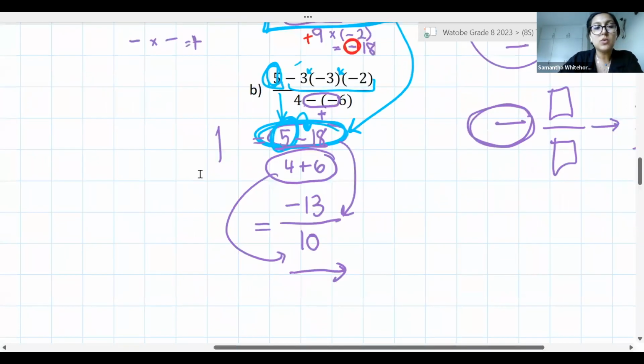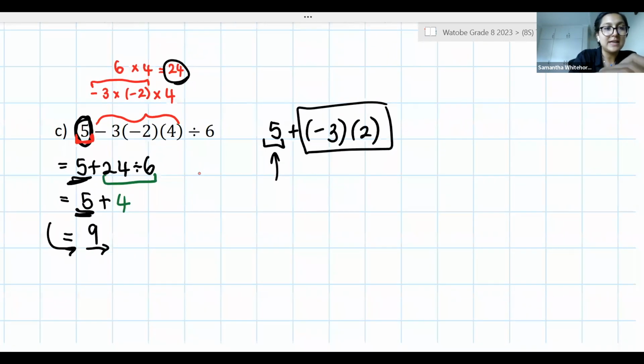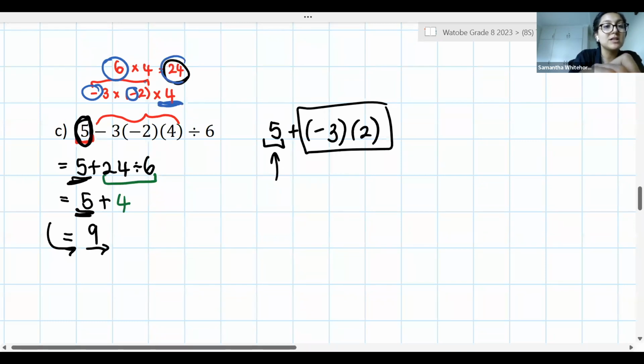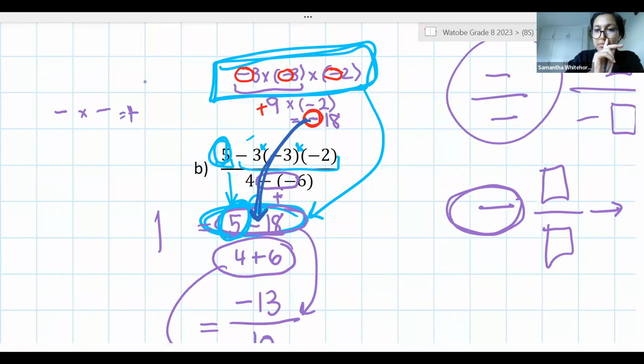However, in question C, my multiplication was a negative times a negative. Let me just get a different color. So a negative times a negative, which gave me a positive 6. But then I was timesing by a positive. So my answer stayed positive, which is why I've got a plus sign there. In B, because it was a negative, I needed to have a negative sign over there. Does that make sense? It just was because of what I was multiplying.